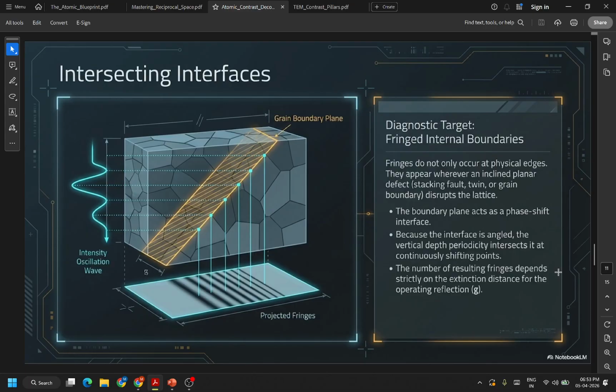Fringes do not appear only at physical edges; they appear wherever an inclined planar defect, such as a stacking fault, twin, or grain boundary, disrupts the lattice. The boundary plane acts as a phase-shift interface, and because the interface is angled, the vertical depth periodicity intersects it at continuously shifting points. This will result in fringes, and the number of resulting fringes depends strictly on the extinction distance of the operating reflection.